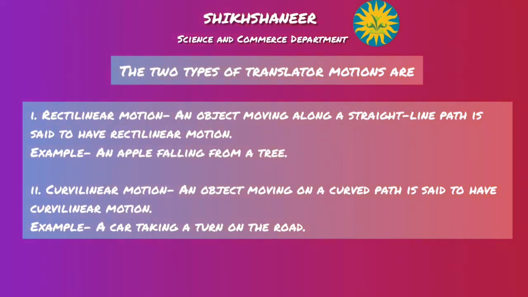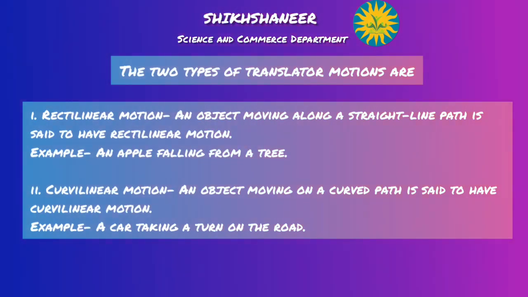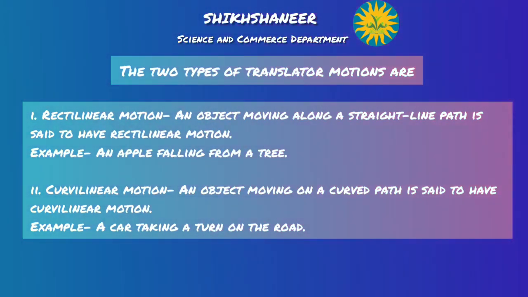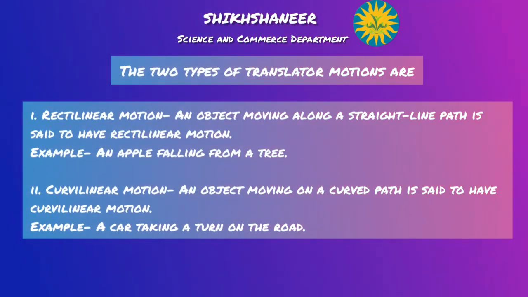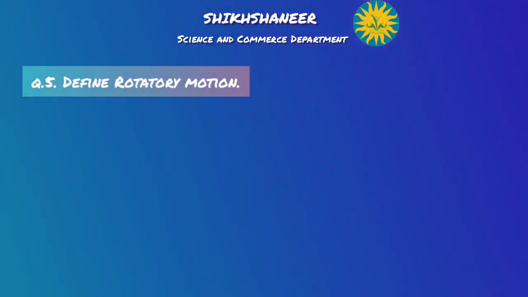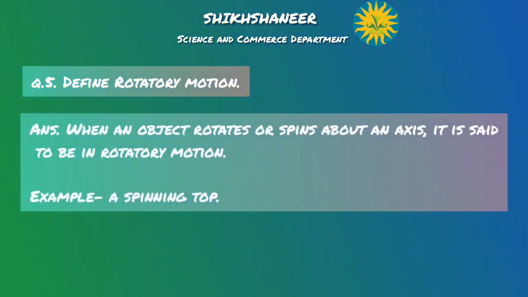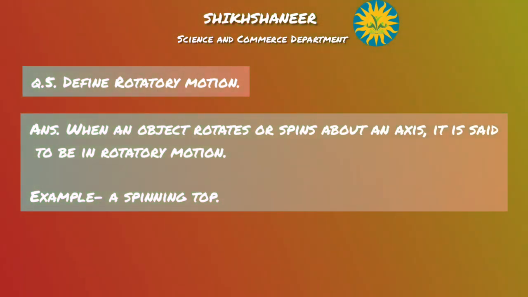Then what is rectilinear motion? An object moving along a straight line is said to have rectilinear motion. Example, an apple falling from a tree. Then what is curvilinear motion? An object moving on a curved path is said to have curvilinear motion. For example, a car taking a turn on a road. Define rotatory motion. When an object rotates or spins about an axis, it is said to be in rotatory motion. For example, a spinning top.